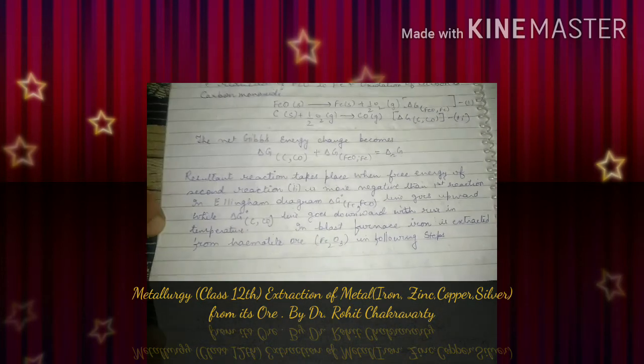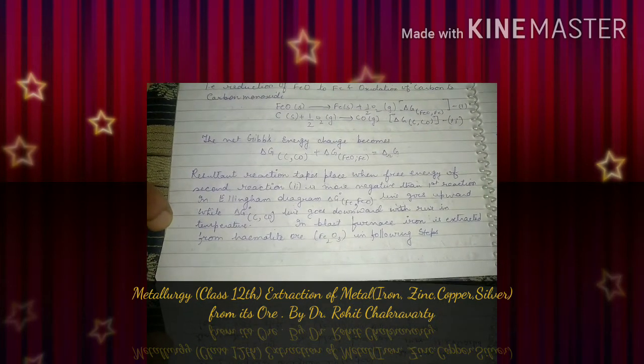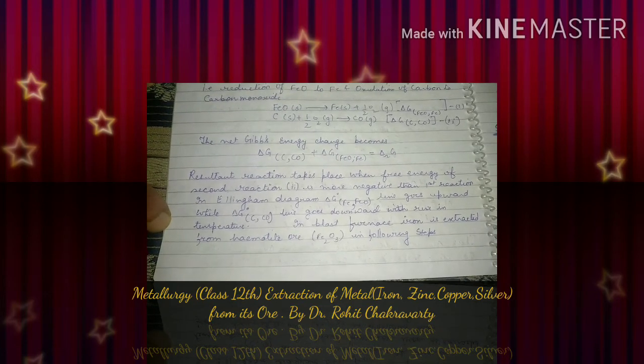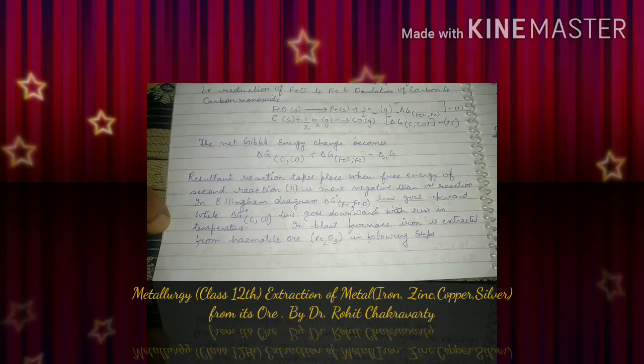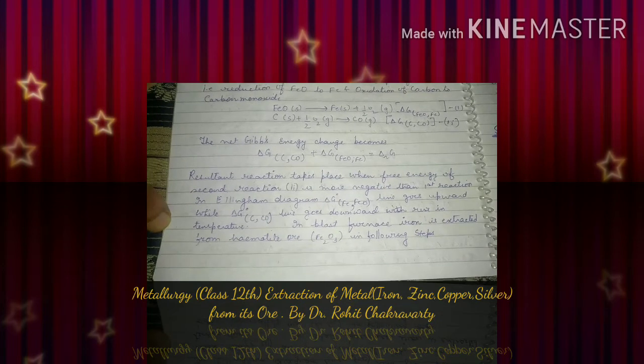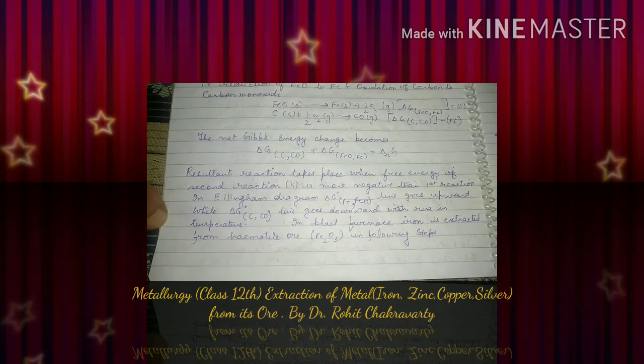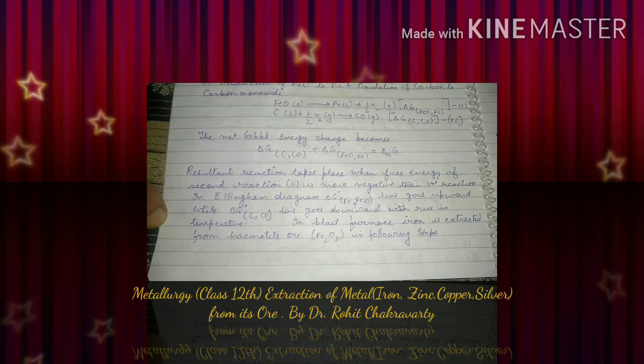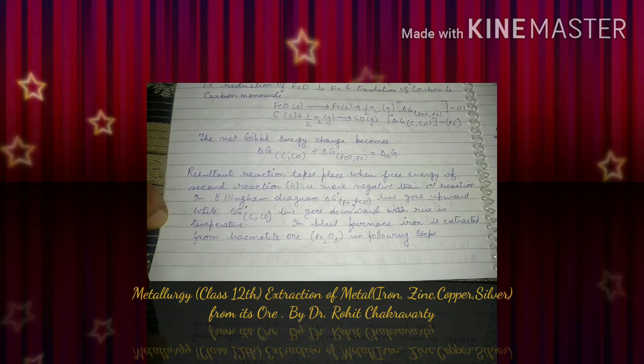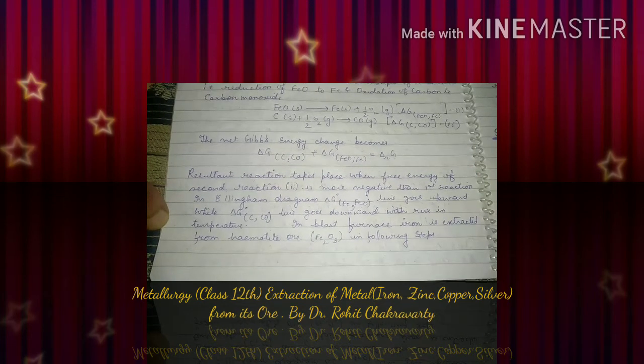So the resultant reaction takes place when free energy of the second reaction is more negative than the first reaction. As we all know that for the feasibility of a reaction, the delta G value has to be negative. In Ellingham diagram, the line goes upward for the iron to iron oxide, while delta G for the carbon to carbon monoxide line goes downward with rise in temperature.